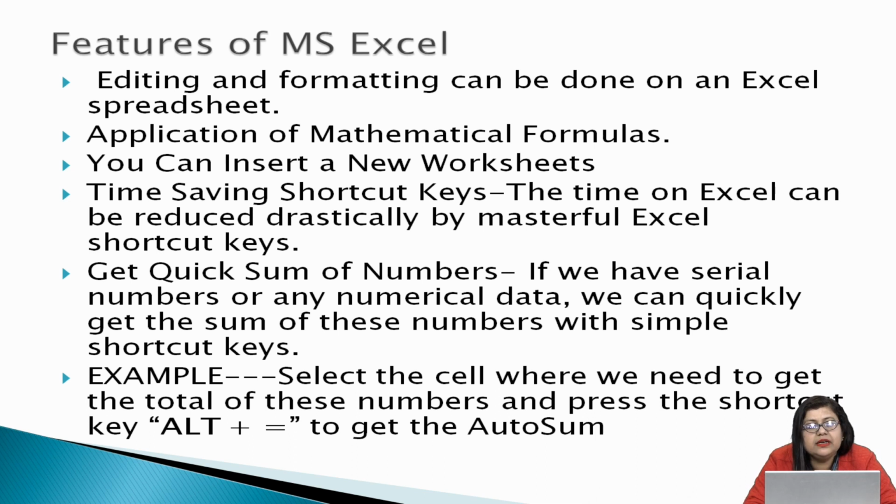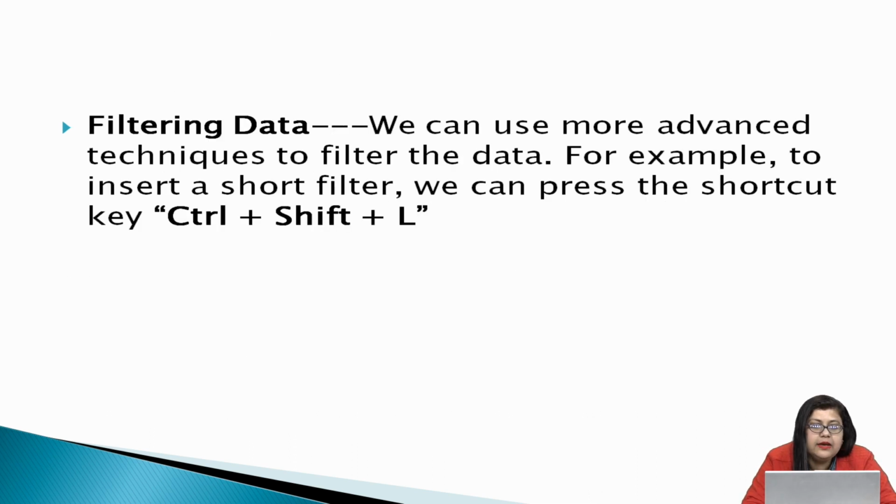If we have serial numbers or any numerical data which is coming in a series, you can get the sum of these numbers with the help of simple shortcut keys. For example, select the cells which are needed to get the total of these numbers and press the shortcut key Alt plus equal to get the auto sum function activated. Next feature is filtering data. We can use more advanced techniques to filter the data. You can filter the data in Excel with the help of the shortcut key Control plus Shift plus L.